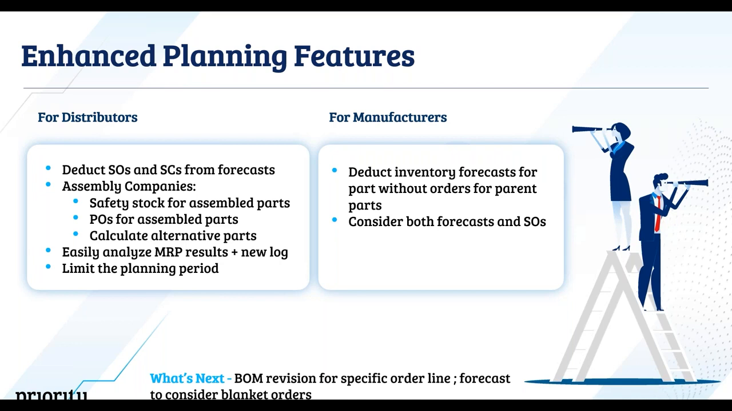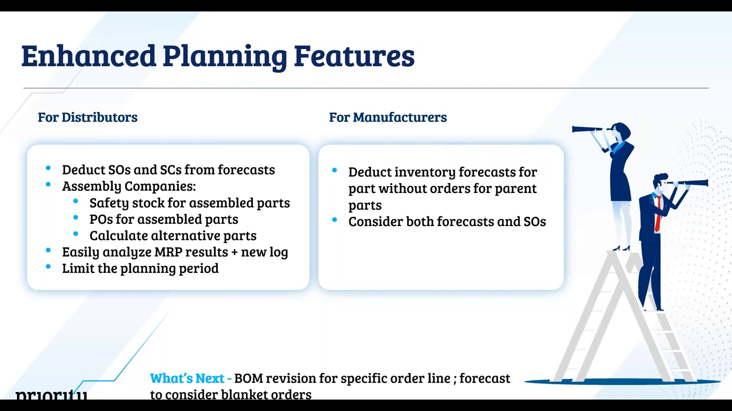First of all, for companies that work with inventory forecasts, the system will now deduct sales orders and service calls from forecasts. This will help them avoid excess inventory and save money on purchasing and storage. Organizations that work with assemblies will now be able to benefit from a few things. MRP will consider safety stock for assembled parts. The system will also take into account purchase orders for assembly parts. This can be useful for companies that assemble certain parts and also order the same assembled parts from suppliers.